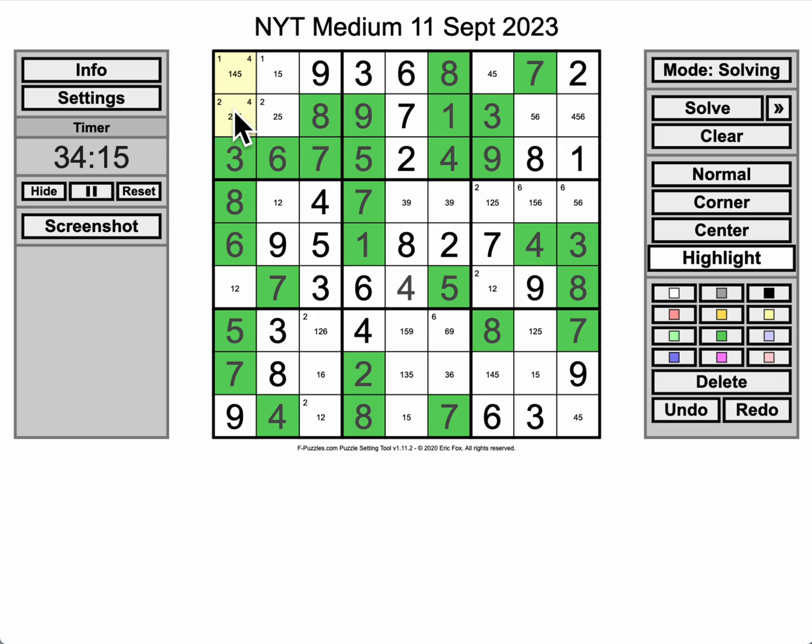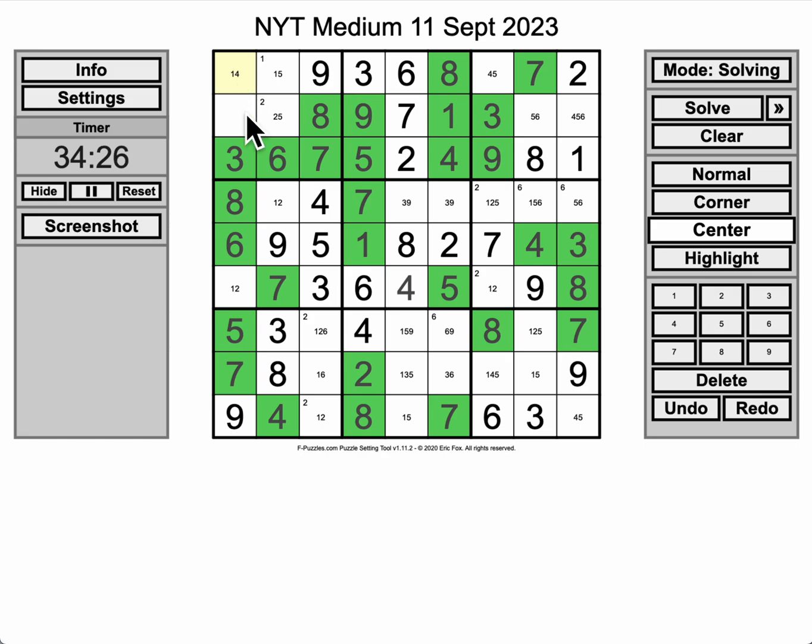Oh, this can't be 5. This is 1, 4. This is 1 or 4. This is 2 or 4. See, 6 is one of these two. That still hasn't gone anywhere. Not sure this has either.